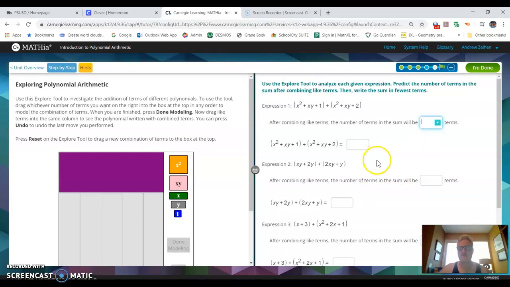Okay, so I think I'm going to stop here, and I'm going to let you go on your own. So you're basically answering questions on that. Okay, so I hope you find this very helpful, and I'll be posting this on Google Classroom. And this is the Introduction to Polynomial Arithmetic Workspace. Good luck.